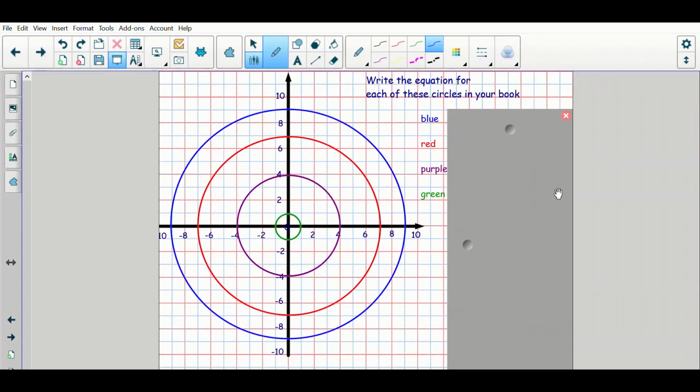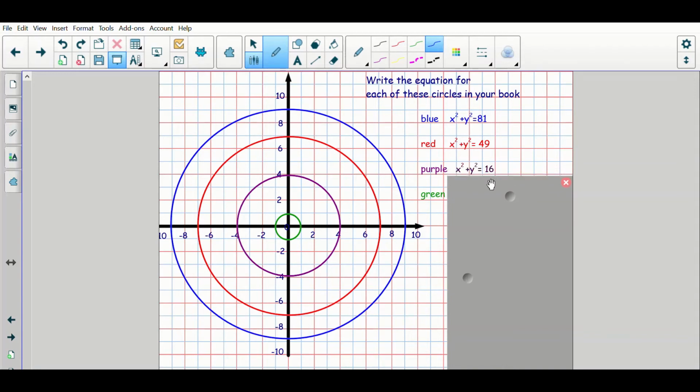Right, pause the video then and just have a go at writing the equations of these different colour circles into your book. So for blue you should have x squared plus y squared equals 81. Red, x squared plus y squared equals 49. Purple, x squared plus y squared is 16. And green, x squared plus y squared equals 1.